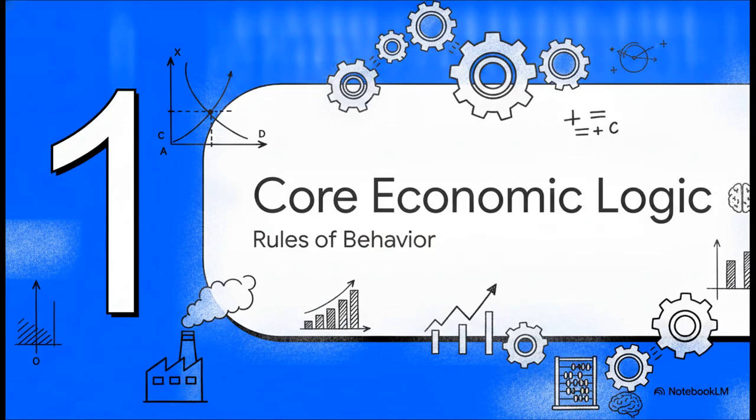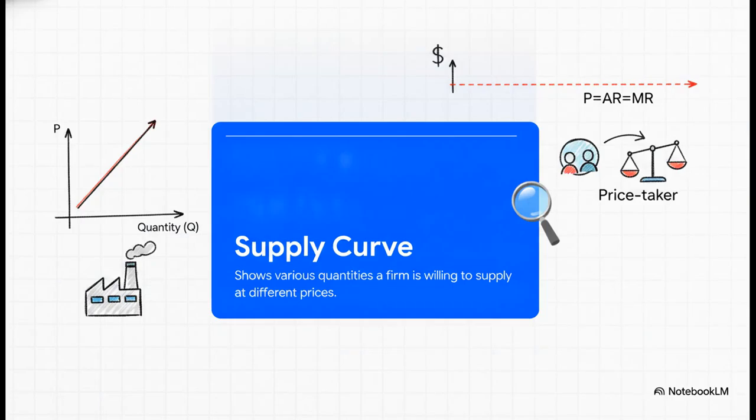All right, part one, core economic logic. So, at its simplest, a firm's supply curve just tracks exactly what quantity a producer is actually willing to sell when market prices change. Now remember, under perfect competition, a single firm can't influence the market price at all. They are what we call a pure price taker. Because of this, and this is a really key point, their demand curve is perfectly elastic. That means price equals average revenue, which equals marginal revenue. So the firm's only real decision is figuring out exactly how much to produce at that given fixed price.